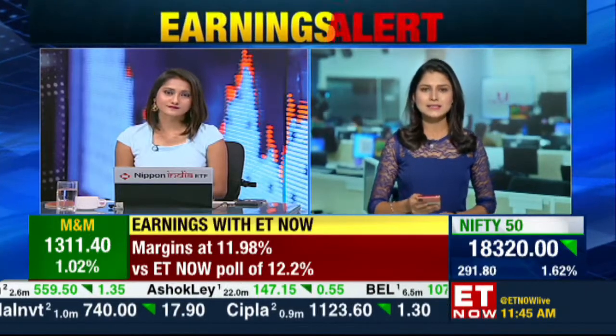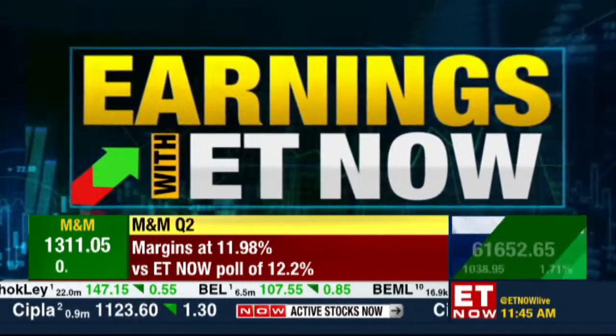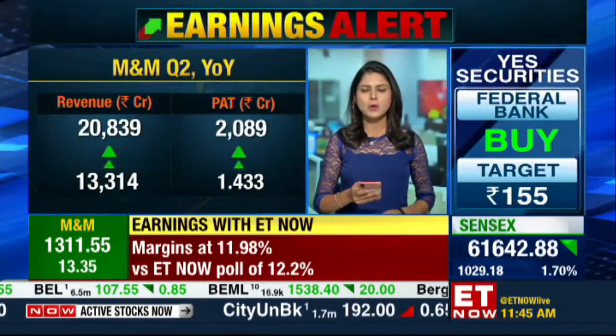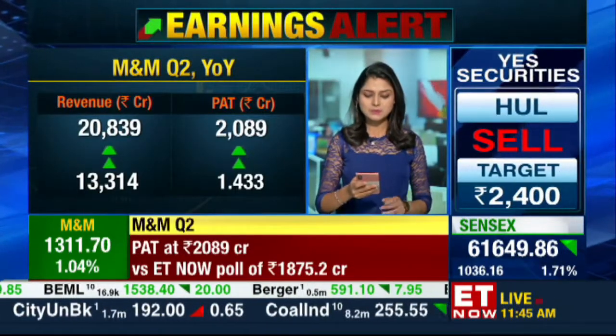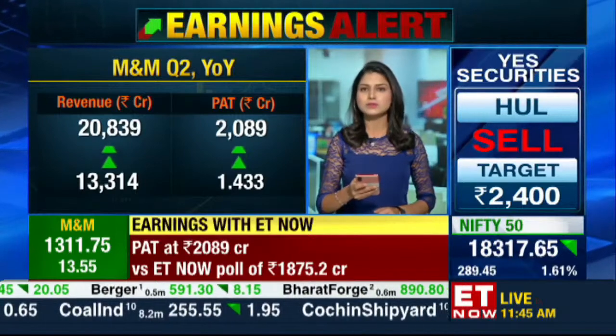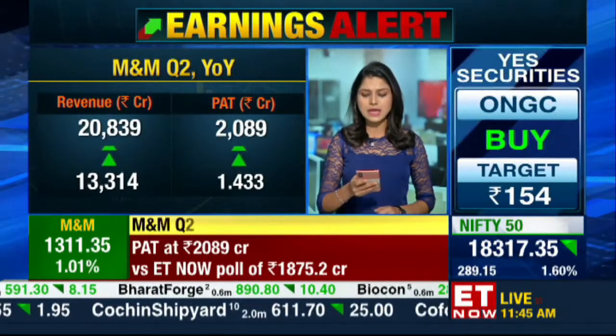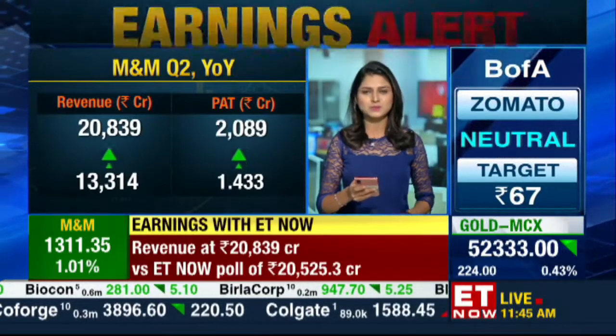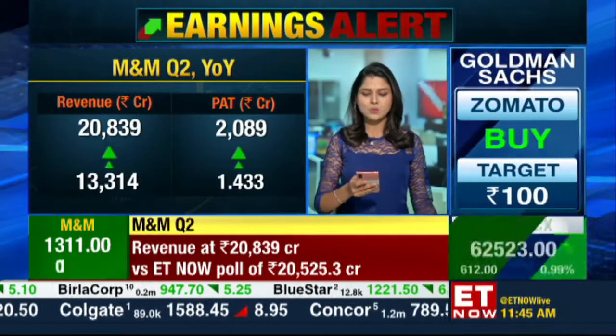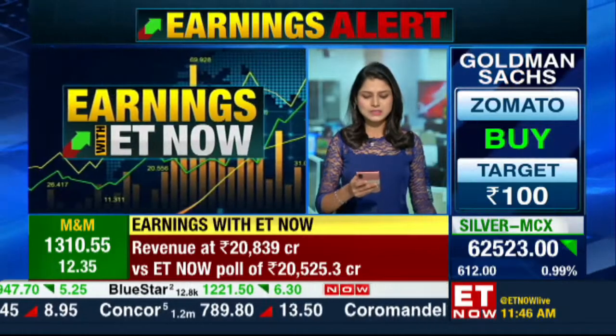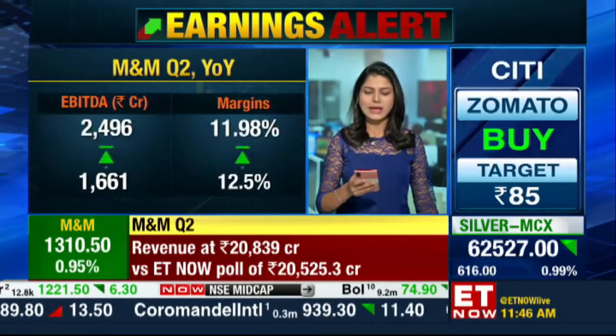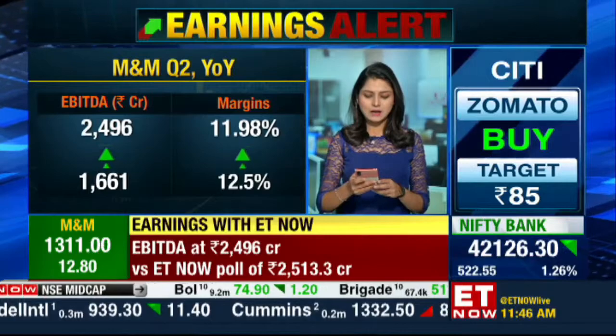Well, yes, inline set of numbers coming in from Mahindra and Mahindra. A bit of an outperformance coming in when it comes to the profit of the company. The company reported a net profit of over 2,000 crores, close to 2,080 crores, versus our expectation of 1,875 crores. On the margin front, they reported an EBITDA margin of 12% versus our expectation of 12.2%. And other than that, even the revenue and EBITDA number is as per our expectation.